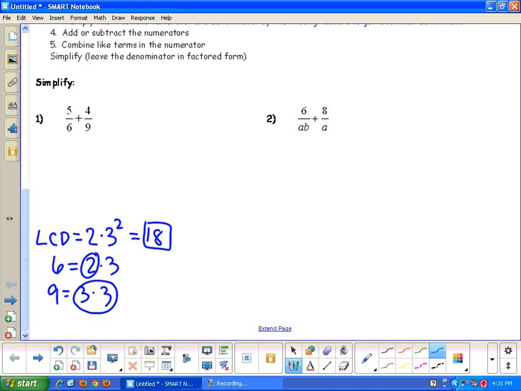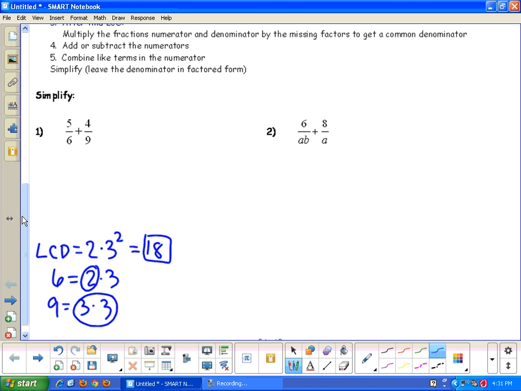So if I go back up to my question, 5 over 6 plus 4 over 9, I have to look for what's missing. How do I get 18? So 6 times what number gives me 18? Notice that I'm missing that extra 3, so that means I need to multiply this by 3 over 3. That's the missing factor. And I multiply the 9 by 2 over 2. That would be the missing factor there.